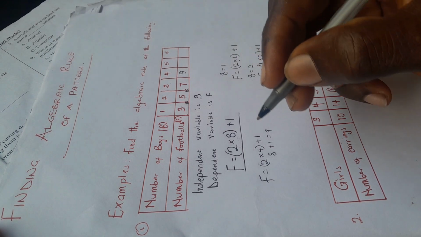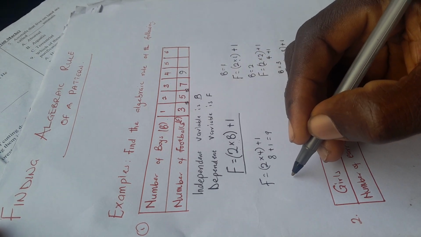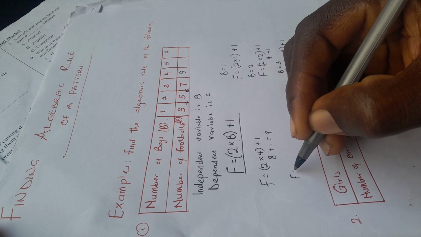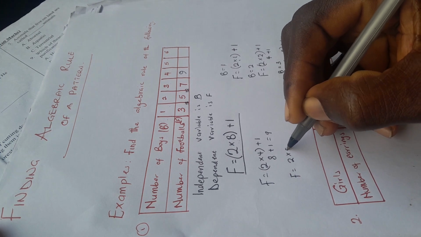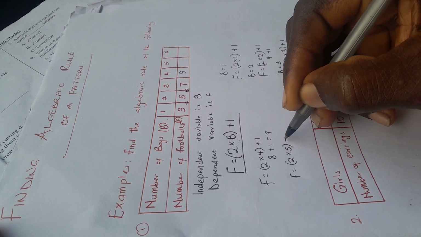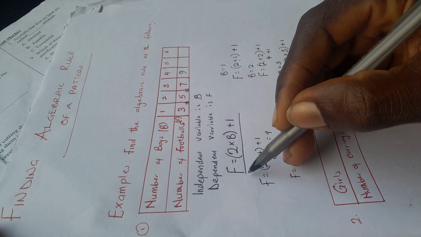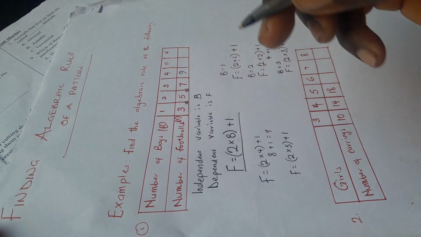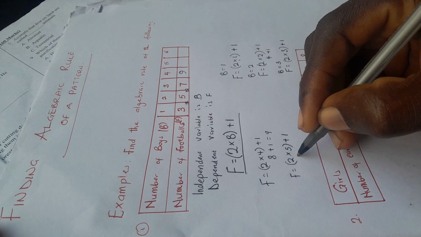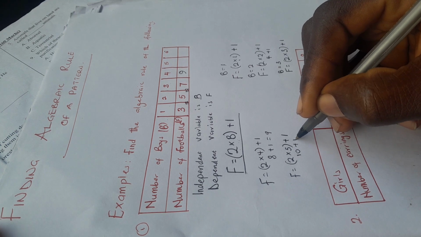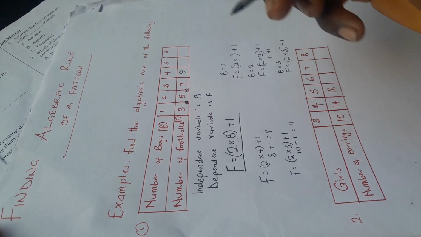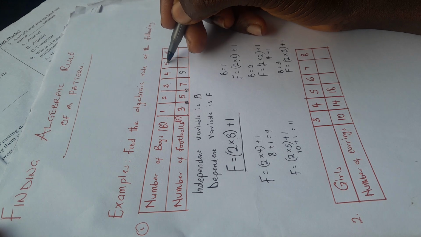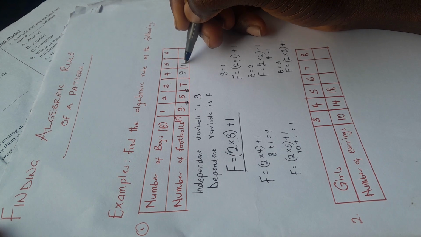As well, if b is equal to 5, then we get f to be 2 times 5 plus 1. We are trying to apply the formula here to fill up the spaces in the table. So we get 2 times 5 is 10 plus 1, and that is equal to 11. Therefore, the corresponding value of 5 here is 11.